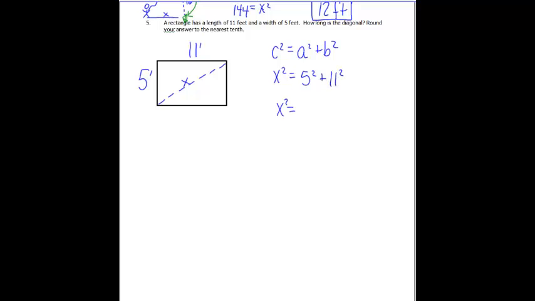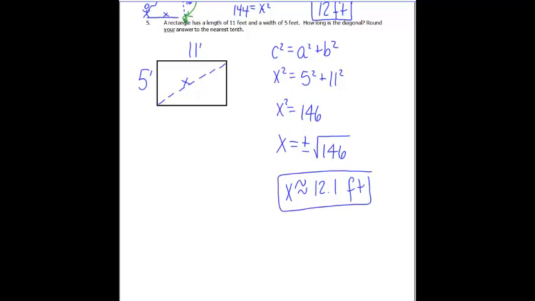I'm going to get x squared equals 146, which is 25 plus 121. So x equals positive or negative square root of 146. Well, I only care about the positive, so x is approximately 12.1 feet. You should round that correctly. This is 12.083, but they want it to the tenth, so I have to remember to peek around the corner and look at that 8, which tells me to round it up.